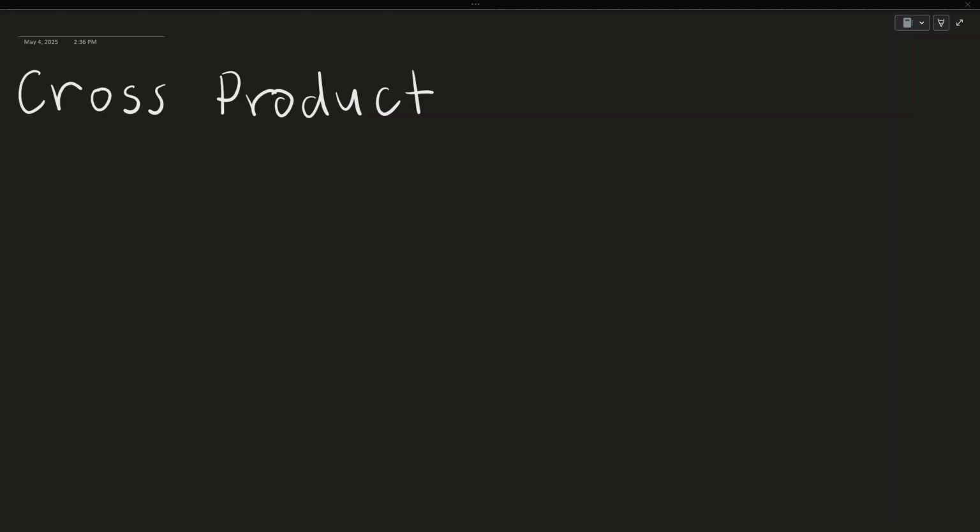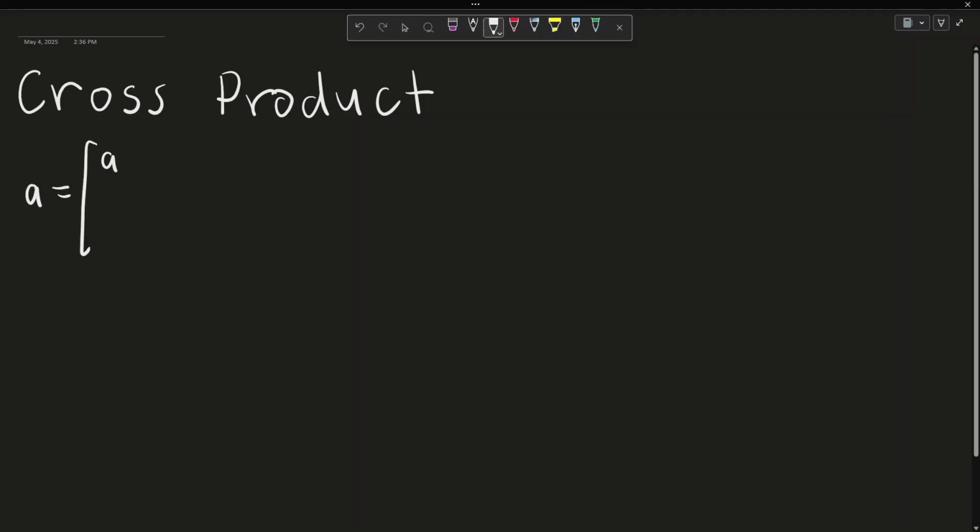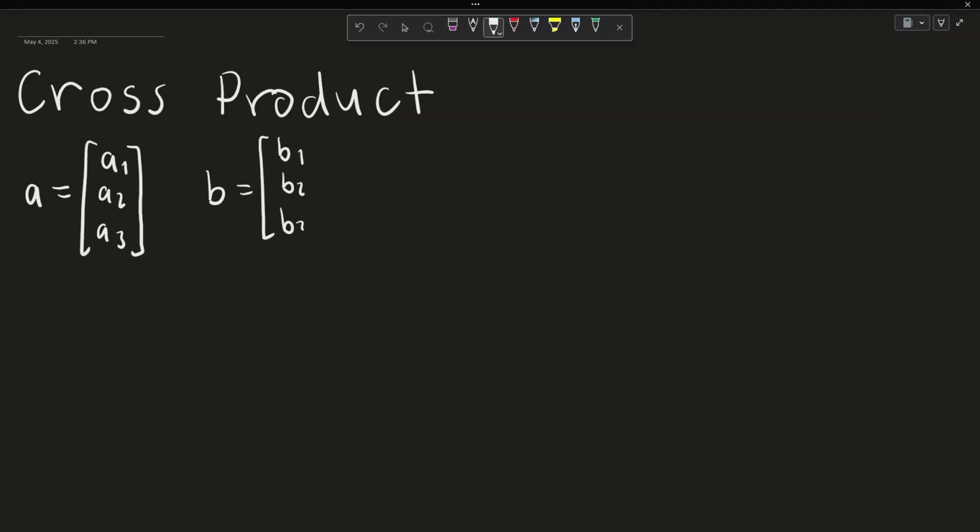Now, the cross product is a concept that's a lot easier to understand in 3 dimensions than in 2. And so we'll start by creating 2 arbitrary vectors, a and b, in 3 dimensions. So we'll have a equal to a1, a2, a3, and b equal to b1, b2, b3.